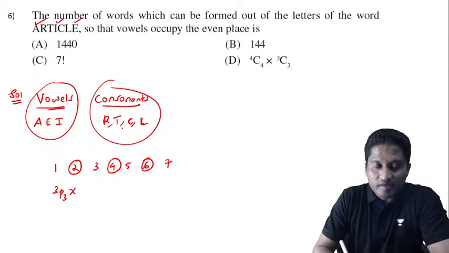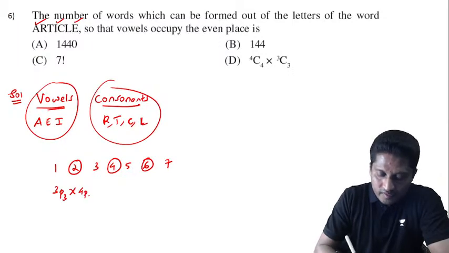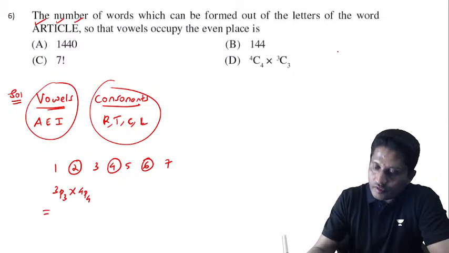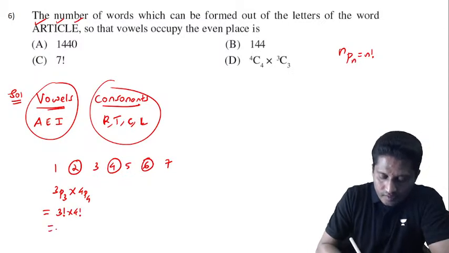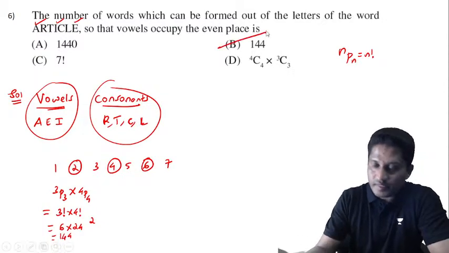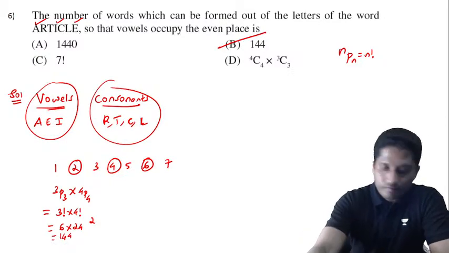And then remaining 4 consonants will occupy the 4 places in 4P4 ways. We know that nPn is equal to n factorial. 3P3 is 3 factorial. 4P4 is 4 factorial. 3 factorial is 6. 4 factorial is 24. 24 into 6, 6 4s are 24, 6 2s are 12, 13, 14, 144. Answer is option B. Right answer is option B, 144.